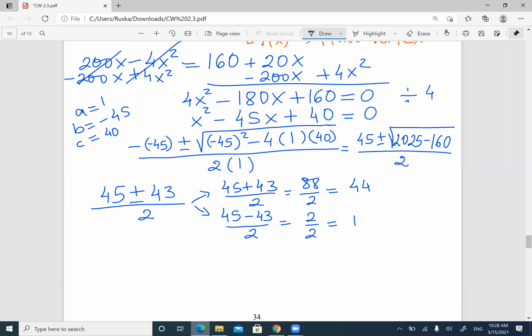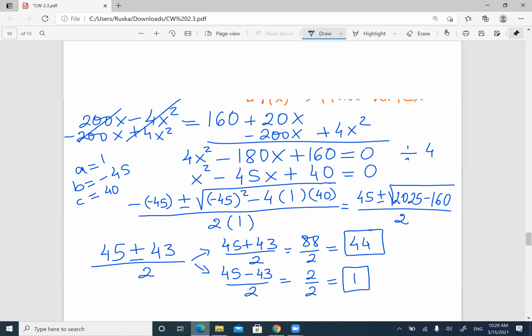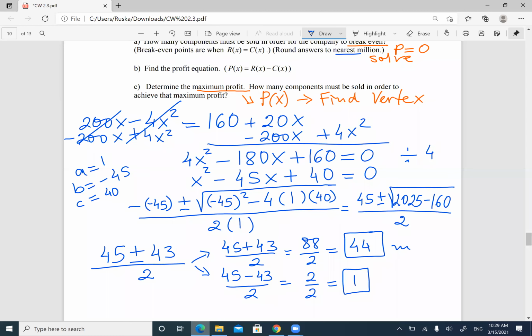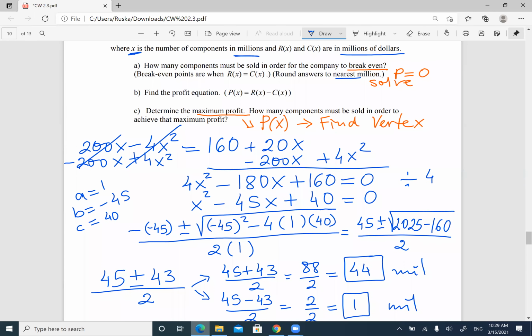So these are the break even: 44 million or 1 million. Okay? Everybody understand that? So that was A. That's how you find the break-even point.